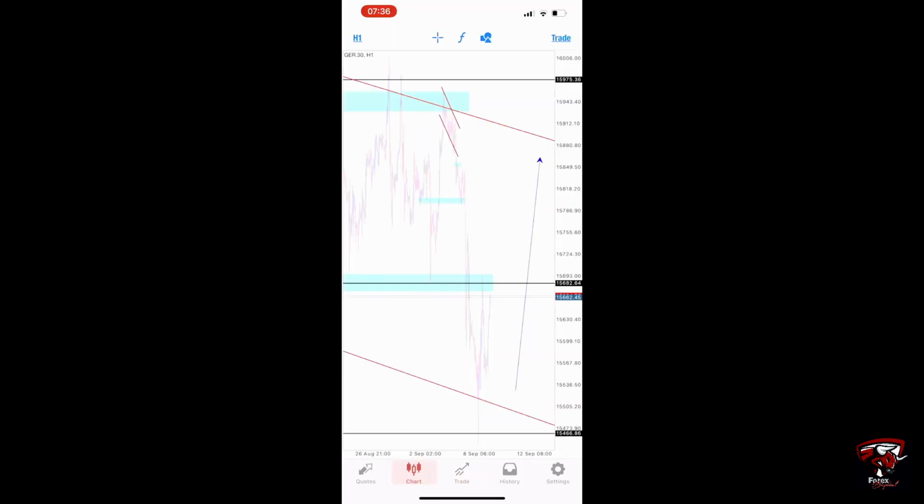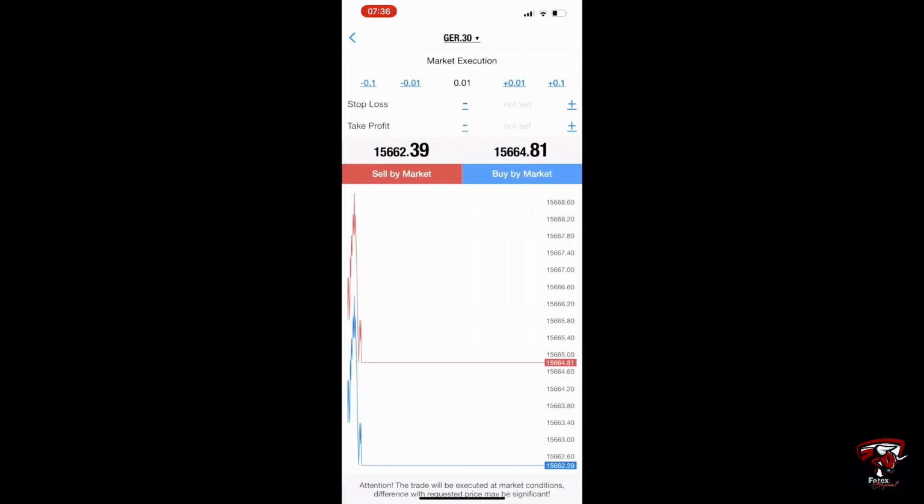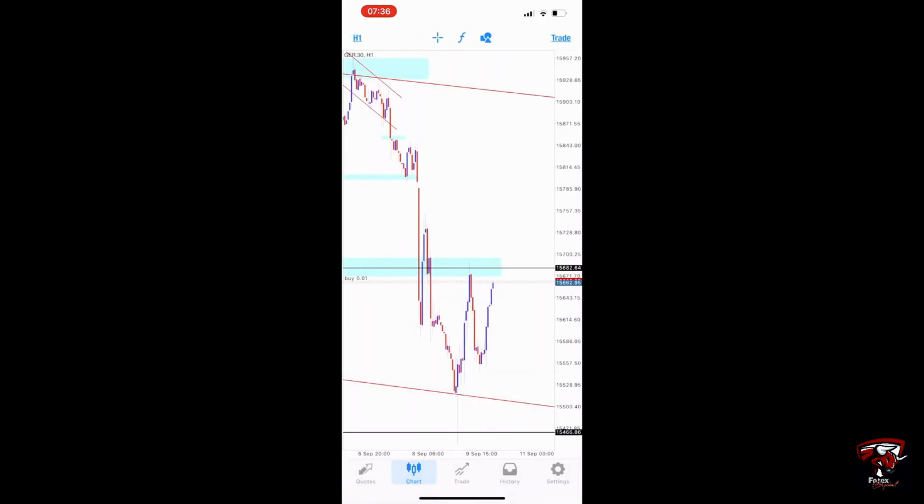USDT and Nasdaq is also bullish, which confirms my buys. So let me start entering my buys, guys. You know the vibes. Lot size 0.01.